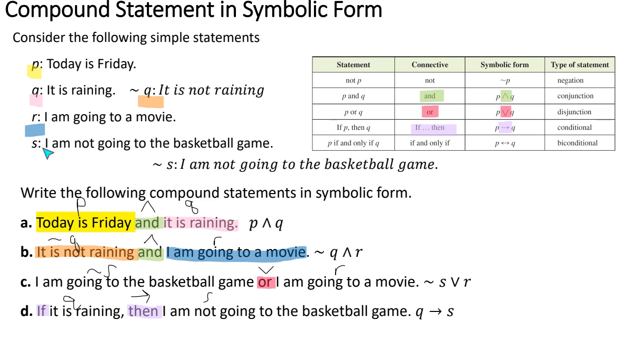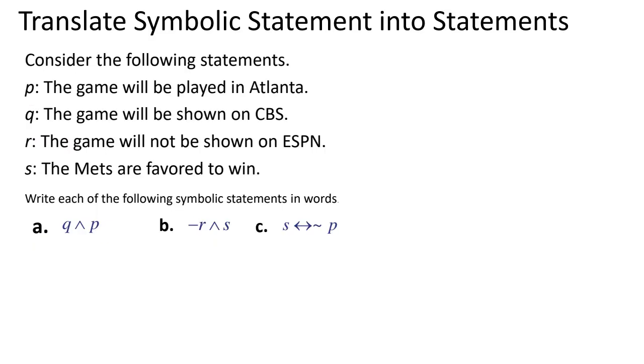So S is "I am not going to the basketball game." So my symbolic form would be Q, and then we have our conditional, the arrow, and then S. Okay, so this is how we go from the English sentence to symbolic.